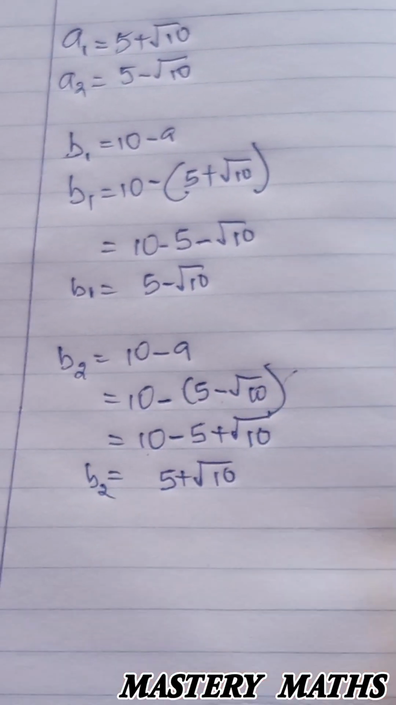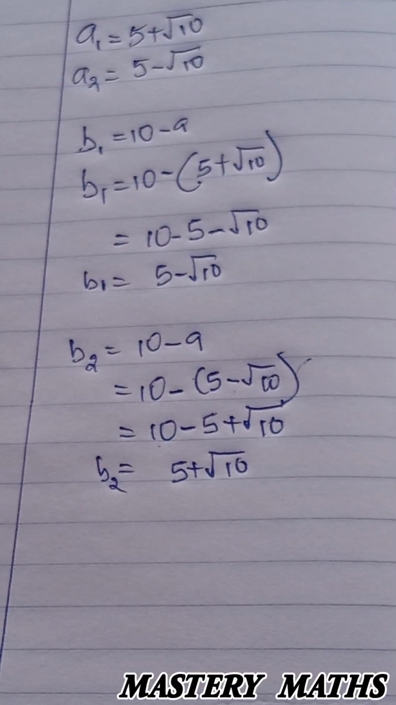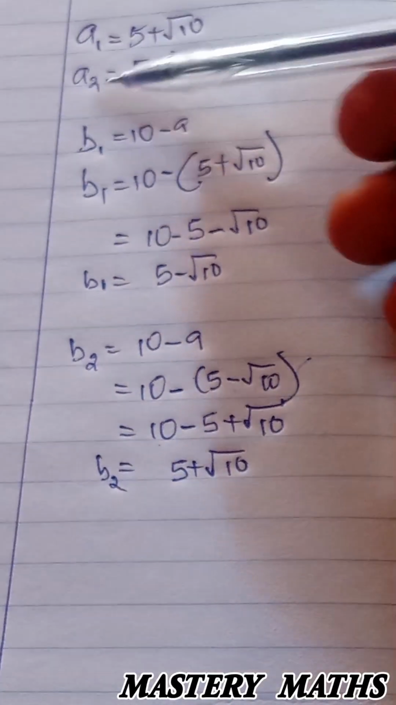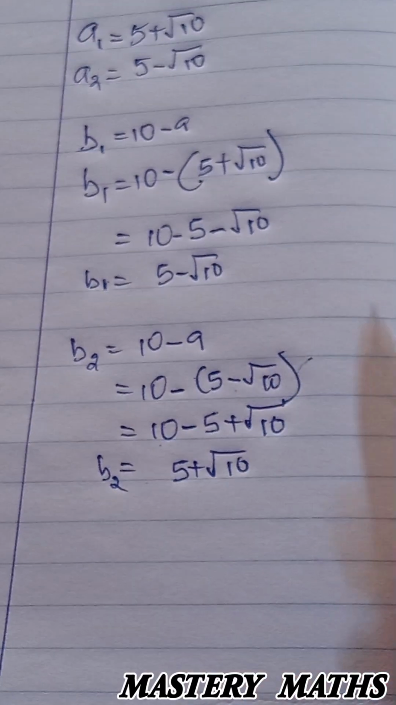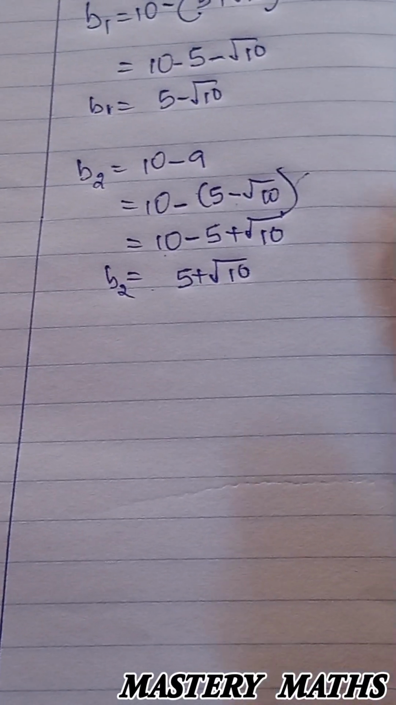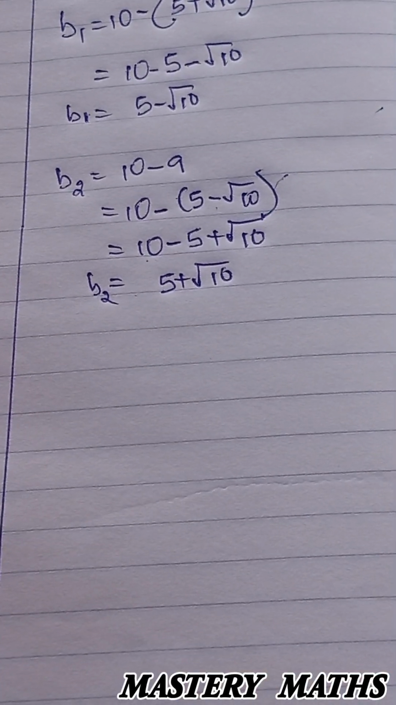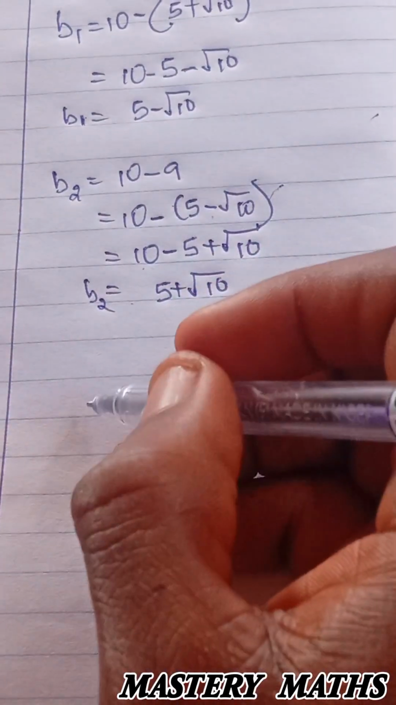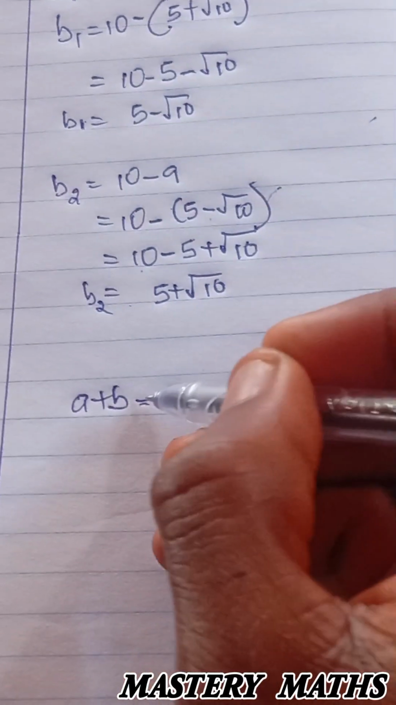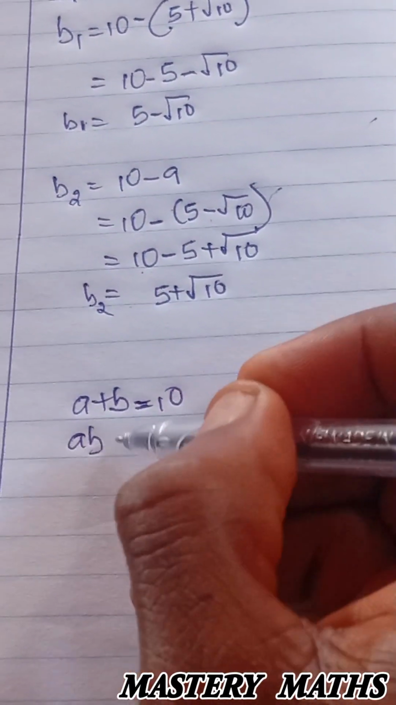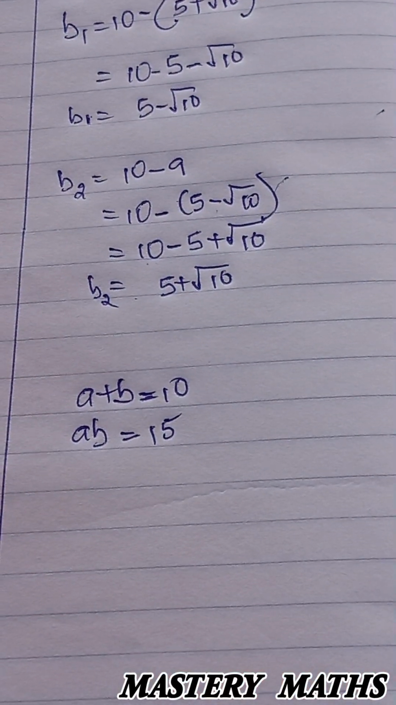This is your B2. Now we have all the answers: A1, A2, B1 and B2. Now we need to check to know if our answers are correct. Let's check to know if our work is correct. In order to check, we put the question. Now our question is A plus B is equal to 10, and AB is equal to 15. Now let's check if it is correct.